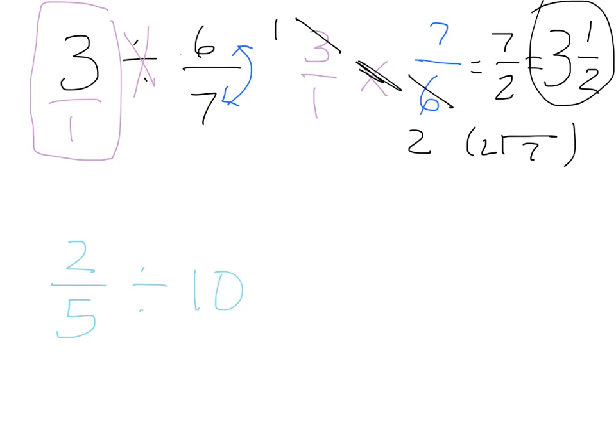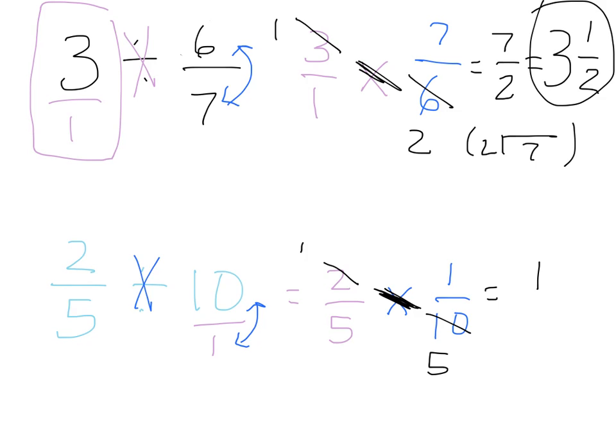For the second problem, it's much the same. 10 is 10 over 1. 2/5 remains the same. This gets crossed out. This gets flipped to 1/10. You'll notice that 2 and 10 are compatible. Divide by 2, divide by 2. Your answer is 1 over 25. Remember, everything in math is a pattern. We're doing the same thing every time we divide fractions.